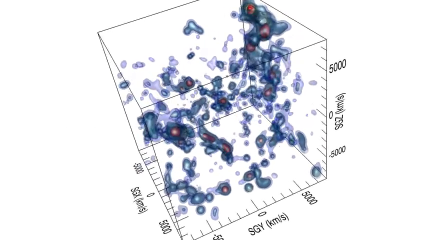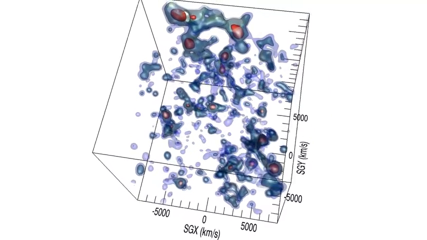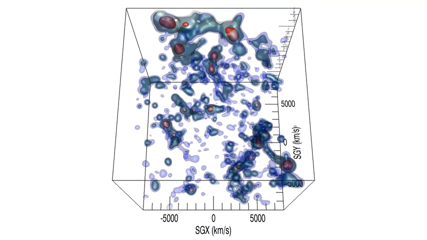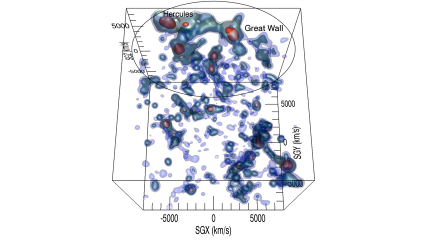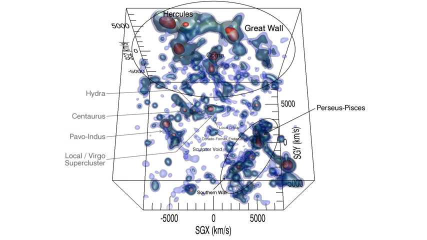A rotation takes us close to a polar view. We see the importance of the Great Wall and the Hercules cluster region within it. The Perseus-Pisces filament is important and we see its connection with the Southern Wall. The local supercluster is not so important.